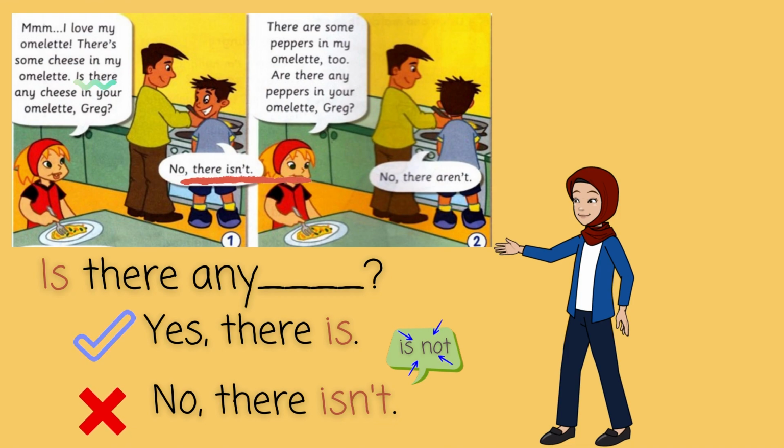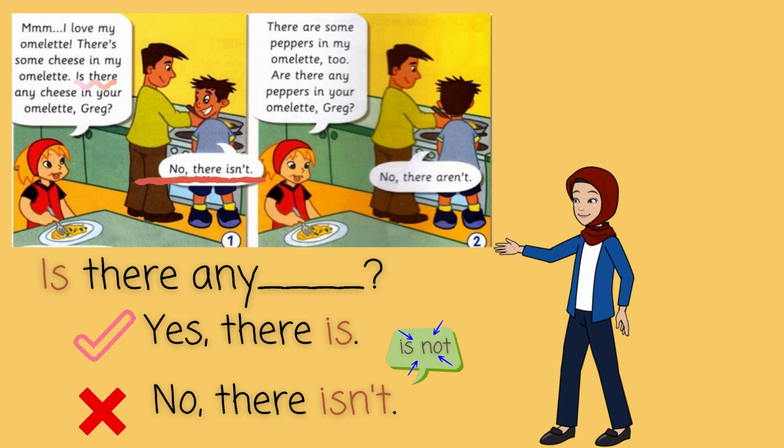Okay, in this story, there are 3 characters. They are Anna, Greg, and Greg's dad. So for this video, I want you to look at these 3 sentences on your screen.